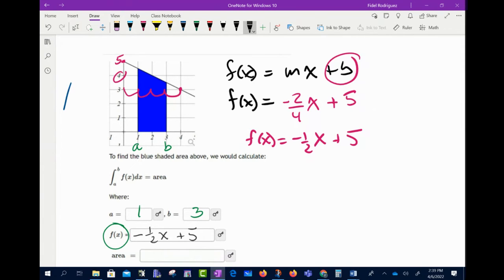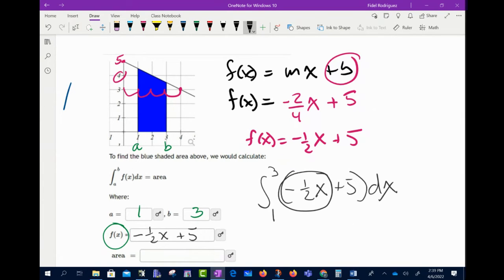Now, y'all, I want to find the area. So remember how I'm going to find the area. We're going to integrate from 1 to 3 of negative 1/2 x plus 5 with a dx, okay? Because we're integrating with respect to x. First question, does anybody know what is the integral, or the antiderivative, of negative 1/2 x?